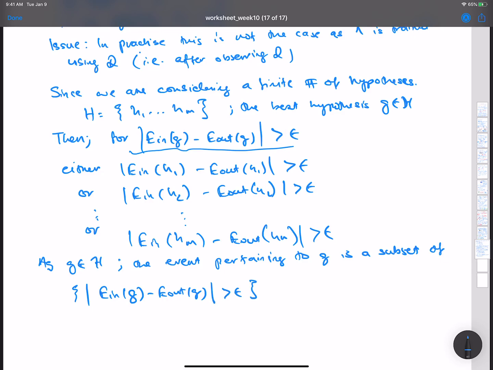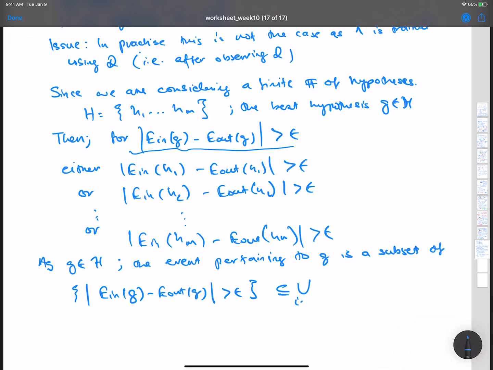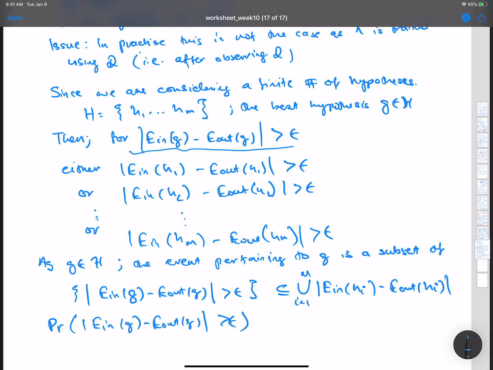So this is going to be a subset of the union, so combination of all the other events of i equals 1 up to M. So there are M different hypotheses, and essentially it's a union of the in-sample error of the ith hypothesis minus the out-of-sample error of the ith hypothesis, right? And so if you apply the probability, you get the probability of the in-sample error minus the out-of-sample error for the best hypothesis is going to be less than or equal to the probability of the union of these other events, the error of individual hypotheses in that hypothesis set.